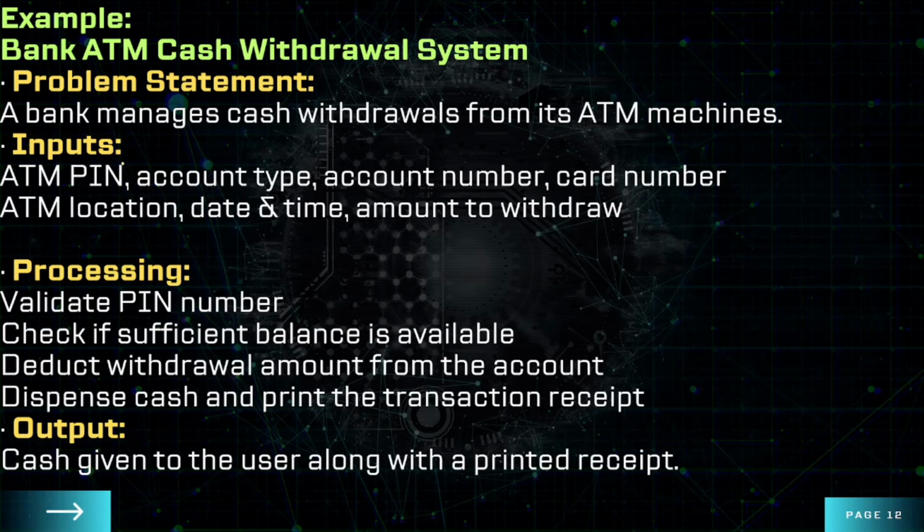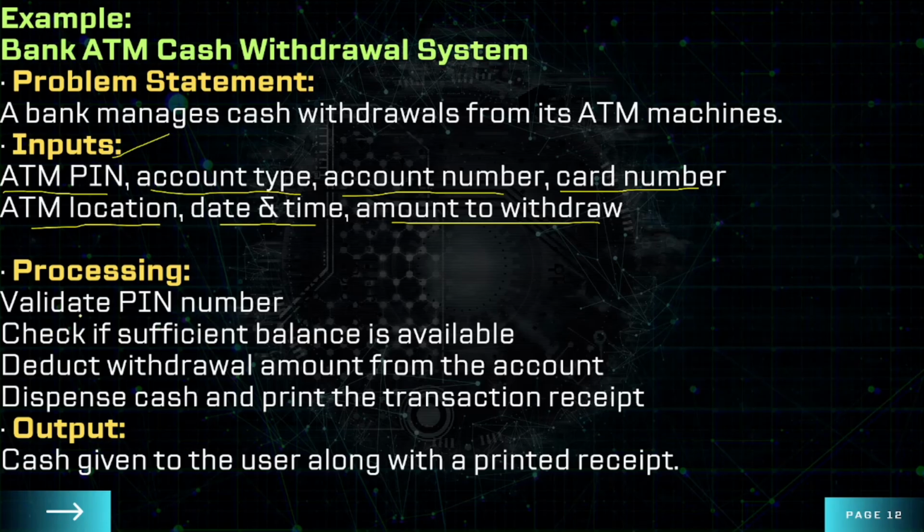What inputs will they be giving? The user will give the ATM pin and the account type, either a savings account or a current account, and next the account number. They will mention the account number because if you give the pin, it has to reach the right account number, not some other account number. So that is also a consideration. Next is the card number, then the ATM location, which means the location where they are withdrawing the amount, then date and time, and amount to withdraw. All this we can consider as input. What is the processing?